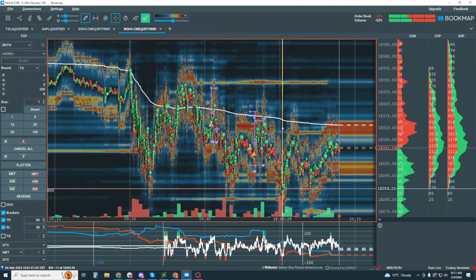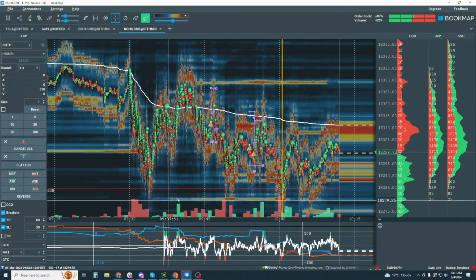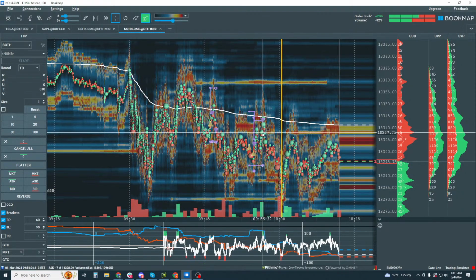Right here, this is the transition that we're looking for. All right, so sellers, a little bit of buying, a little pocket, some selling though, more selling. A little bit of pocket here.